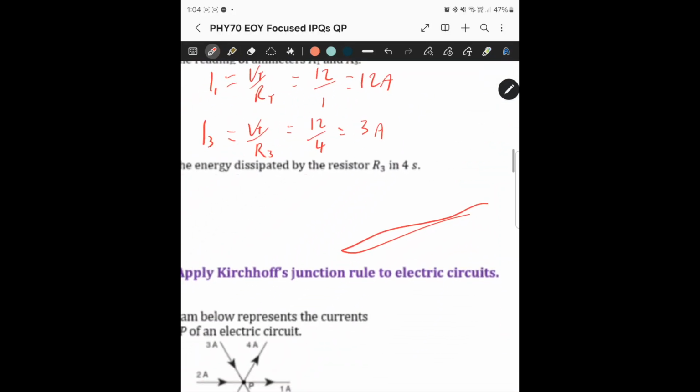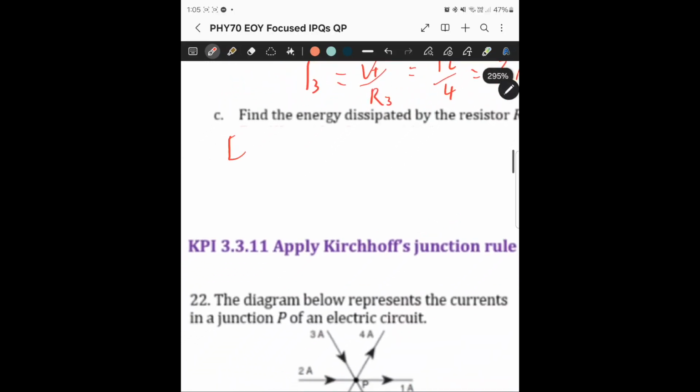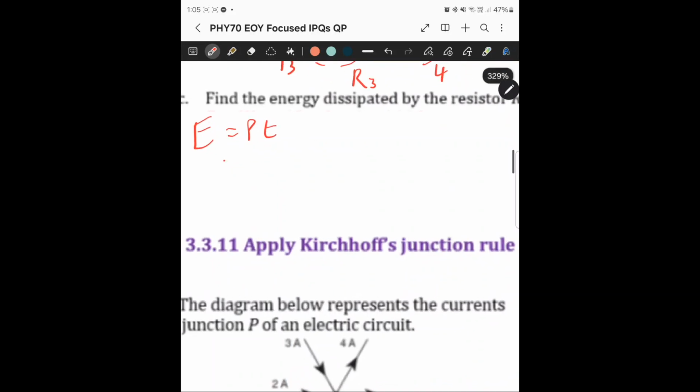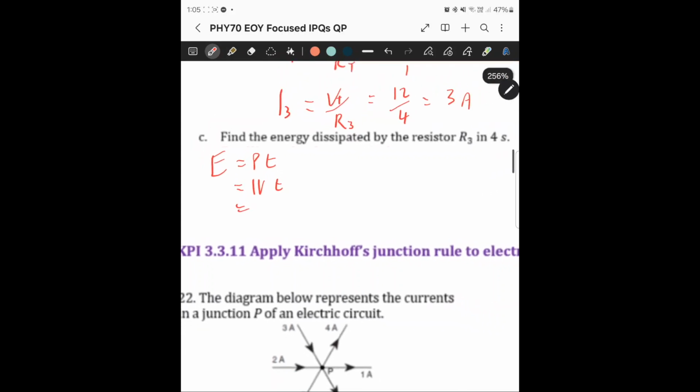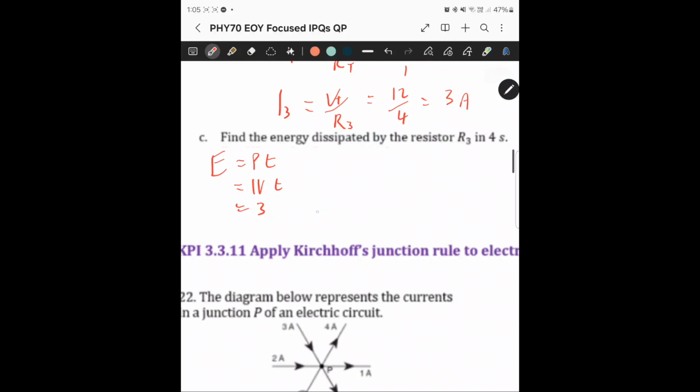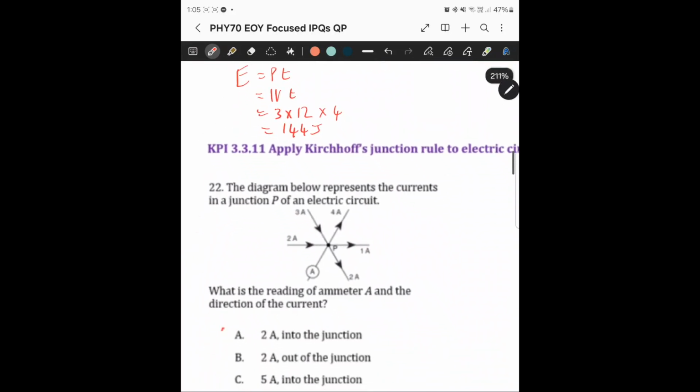Find the energy dissipated in resistor R3 in 4 seconds. Okay, well, energy is power multiplied by time. We don't have the power yet, but we can find the power. That's easy. P equals IV. I'll directly put IV into here, and I'm going to multiply by time. We know the current flowing through that resistor because we just calculated it to be 3 amps, multiplied by the voltage across that resistor, which we know is 12. Multiply that by the time, which is 4 seconds. Directly you'll get your answer, and that should be 144 joules. The unit for energy is joules.